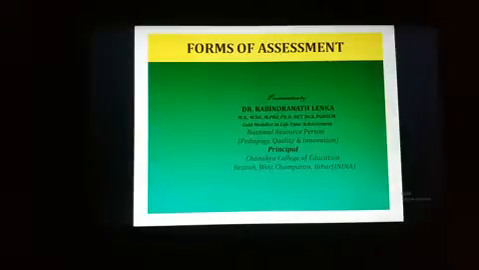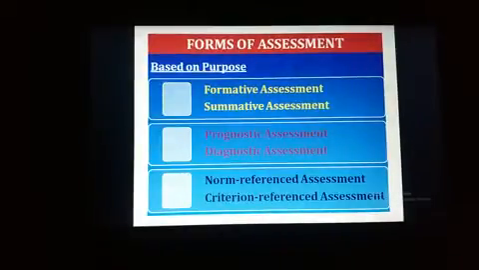Hence, today we will discuss that topic called forms of assessment. There are different forms of assessment. Teachers use all these forms either inside or outside the school for assessing the performance of the learners.